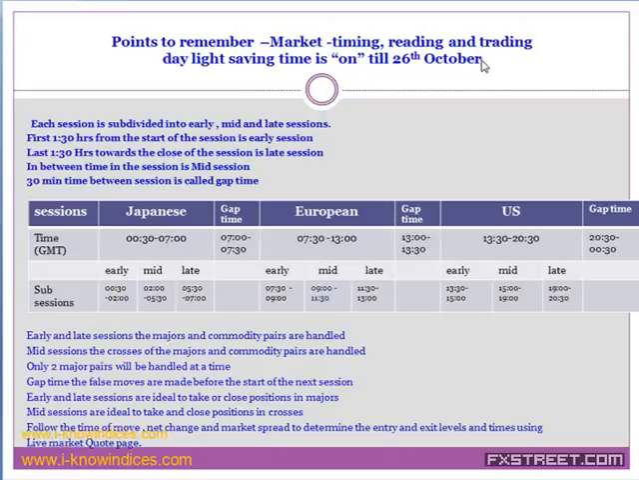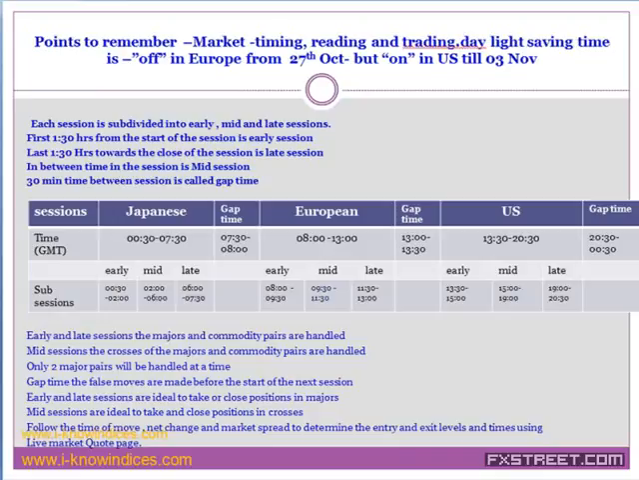Then later on, you will come across modified times. And once Europe changes, I'll show it in the next slide. I'm just giving it beforehand so that you can plan your trades accordingly. Now from 27th, that is Sunday, and actually the market starts on 28th October.